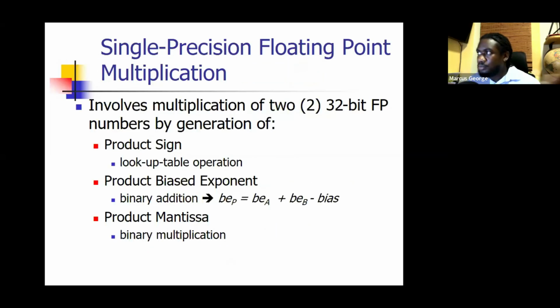Now, single precision floating point multiplication basically involves multiplying two 32-bit floating point numbers. And what we're going to get out of that is the generation of three components. Those three components we spoke about before: the product sign, which is going to be done with our lookup table, the product biased exponent, which we're going to do using our binary adder, and the product mantissa, which we're going to be doing using our binary multiplier.